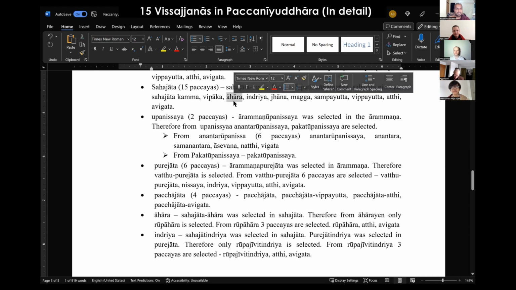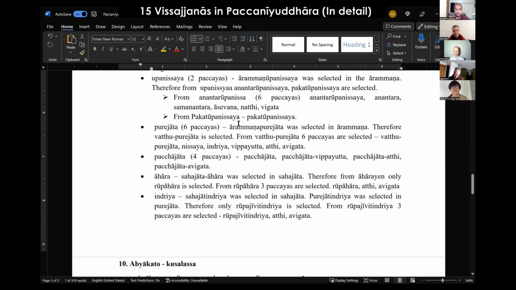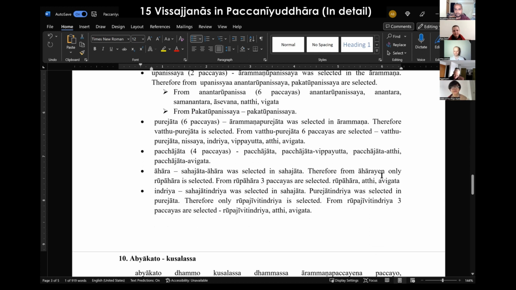Here we see it, right? The Sahajata Ahara here. Therefore, from Ahara, only the Rupa Ahara is selected here. From the Rupa Ahara, 3 Paccayas are selected: Rupa Ahara, Atti, Avigata, which means the Rupa Ahara Atti and Rupa Ahara Avigata. From the Indriya, it's 3-folded. It has 3: Sahajata Indriya, Purejata Indriya, and Rupa Jivita Indriya.